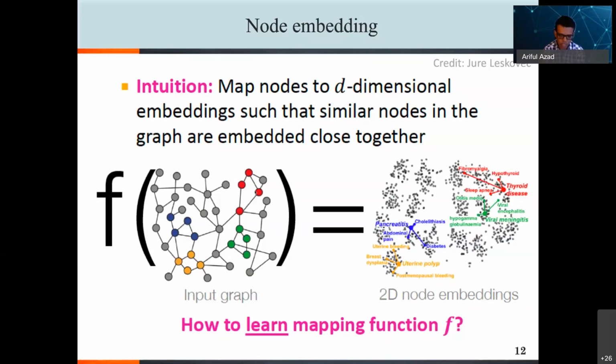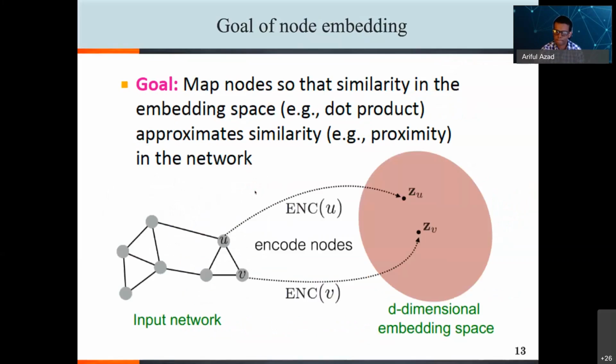And in graph embedding, our goal is to develop a good function f, this embedding function. More specifically, for every vertex, we would like to develop a function called an encoder. To encode a vertex, the encoder will take the vertex as input and will return a d-dimensional vector. Now, for U, this d-dimensional vector is called ZU.